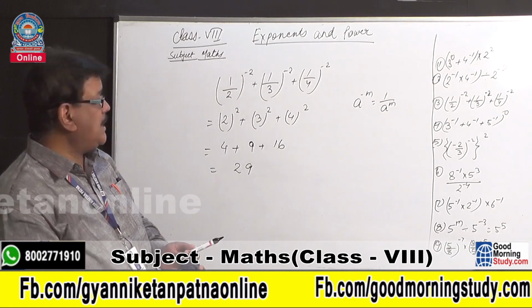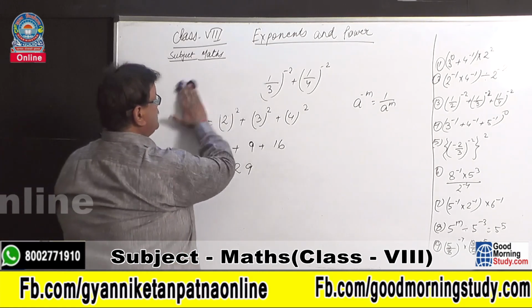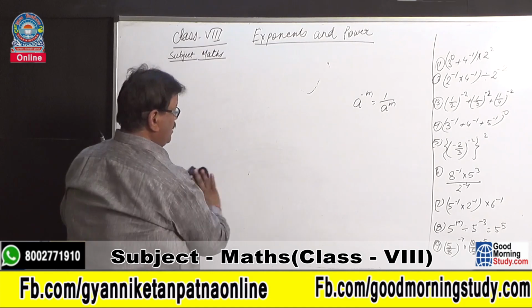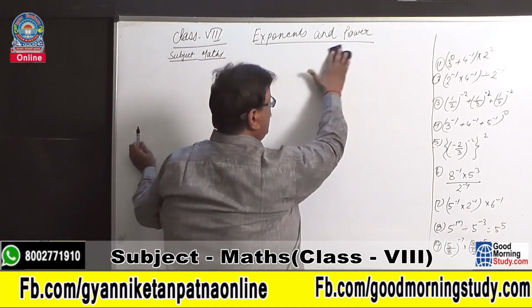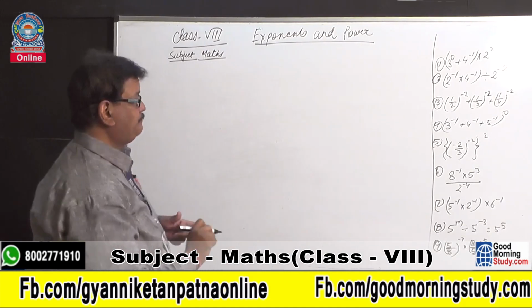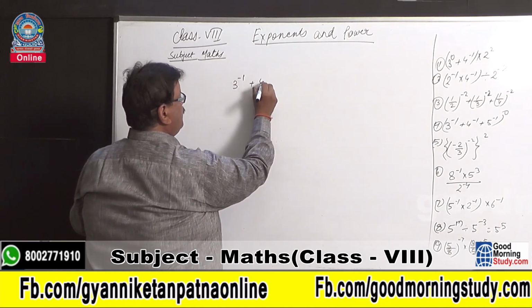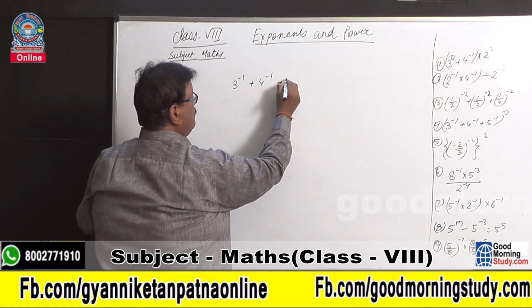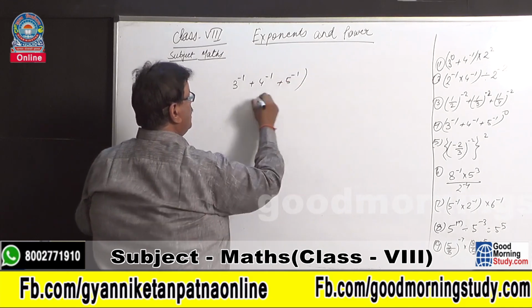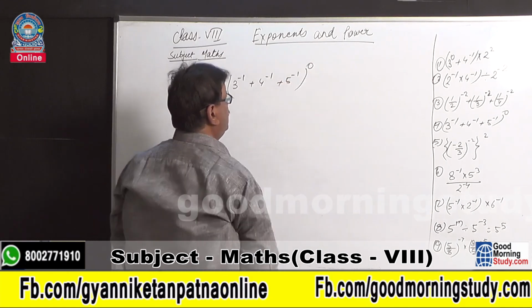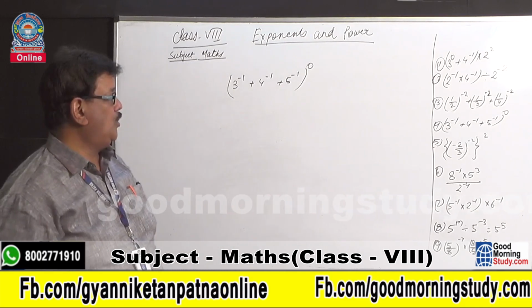Now let us see another example given in your NCERT book, which is 3 raised to the power minus 1 plus 4 raised to the power minus 1 plus 5 raised to the power minus 1, whole raised to the power 0.